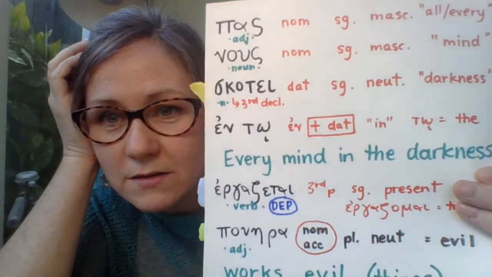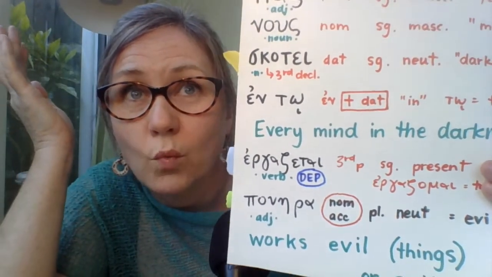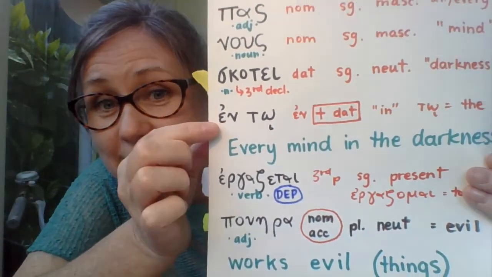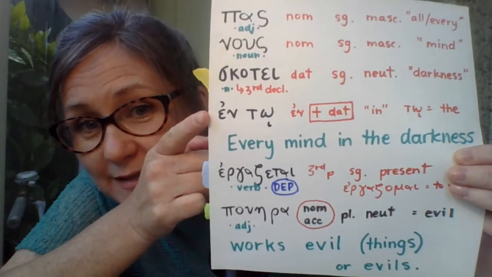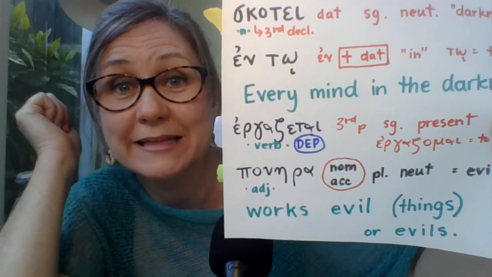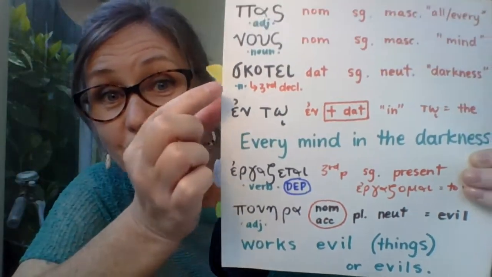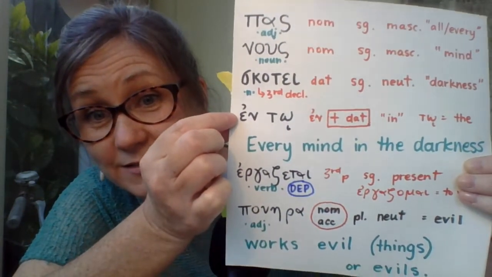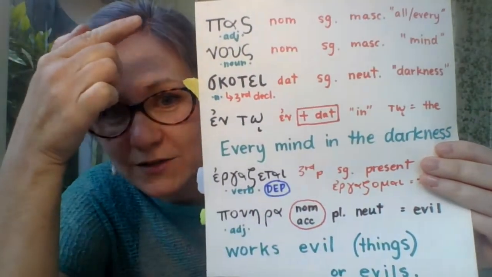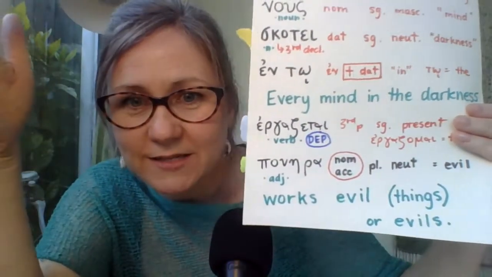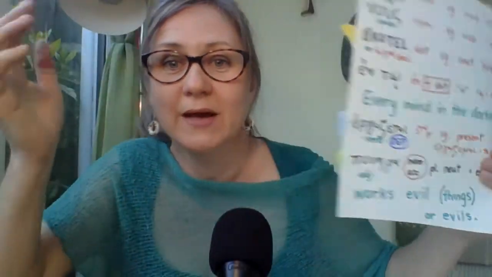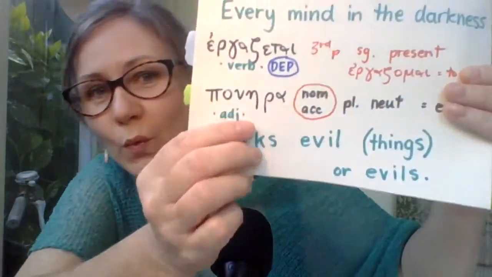So then here I was stuck with something in the dative. Why is it in the dative? Do I have to supply to or for, or is there some other reason why it's in the dative? Looking for why it's in the dative, we don't have to look very far. En is a preposition that means in, and it takes the dative. So the only reason that's in the dative is because en takes the dative. And here's your definite article. So in the darkness. So every in the darkness mind. That order is weird in English, so it's every mind in the darkness.